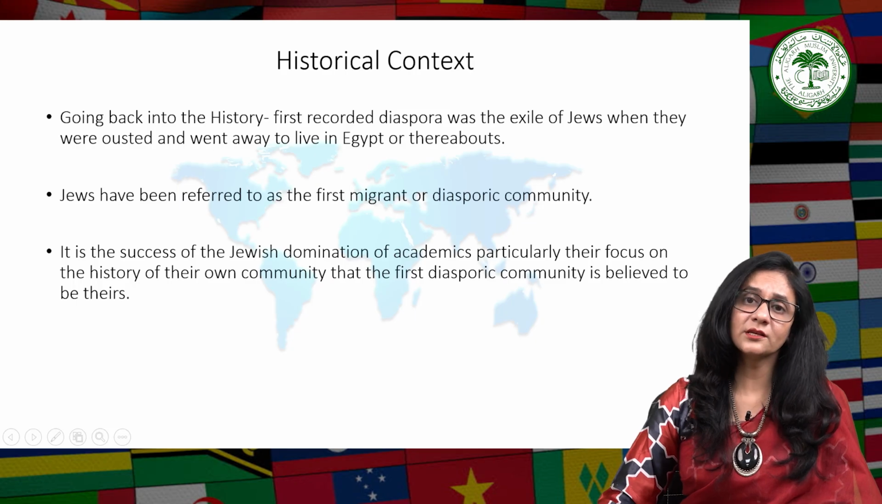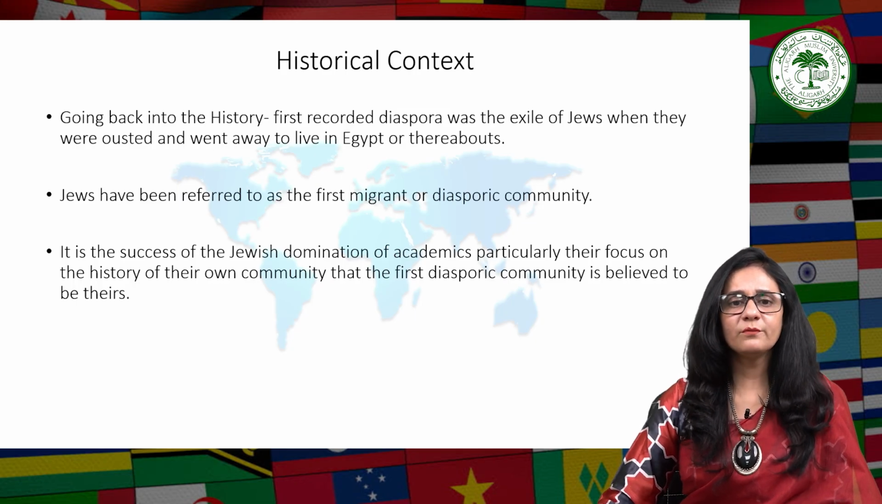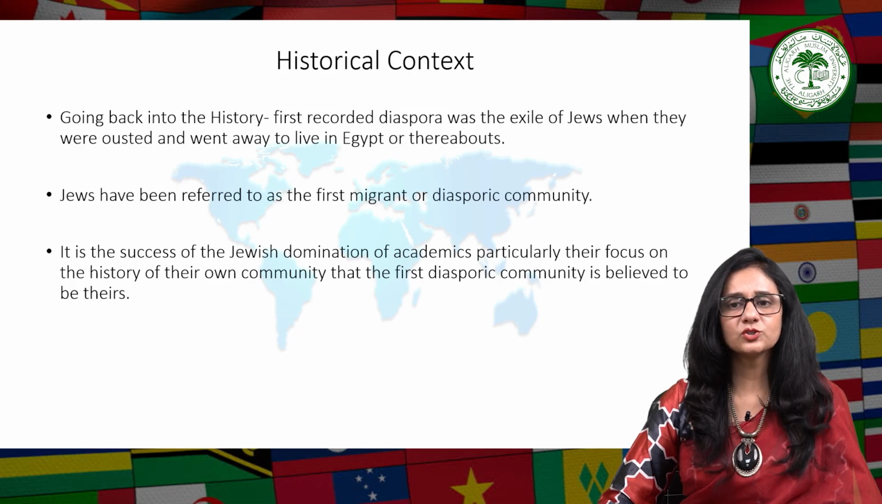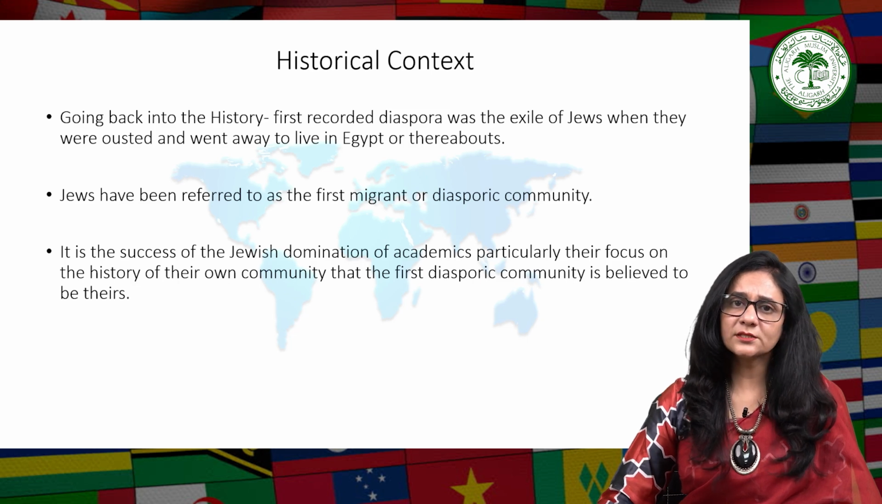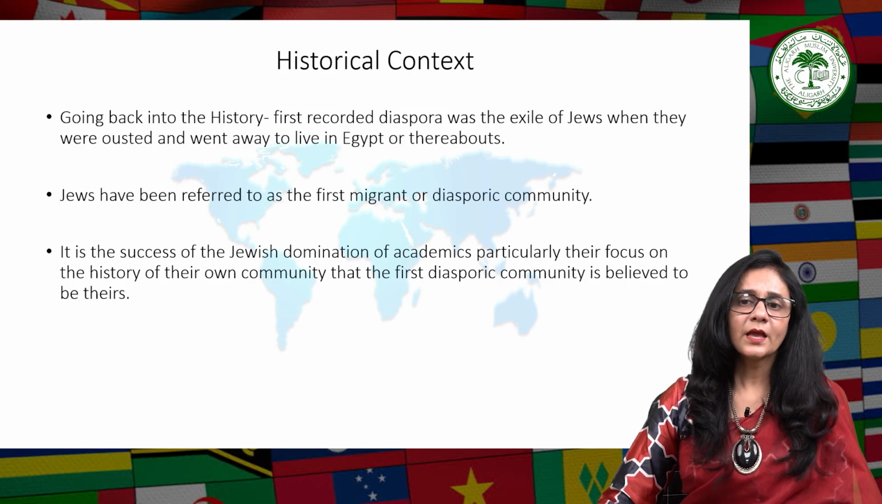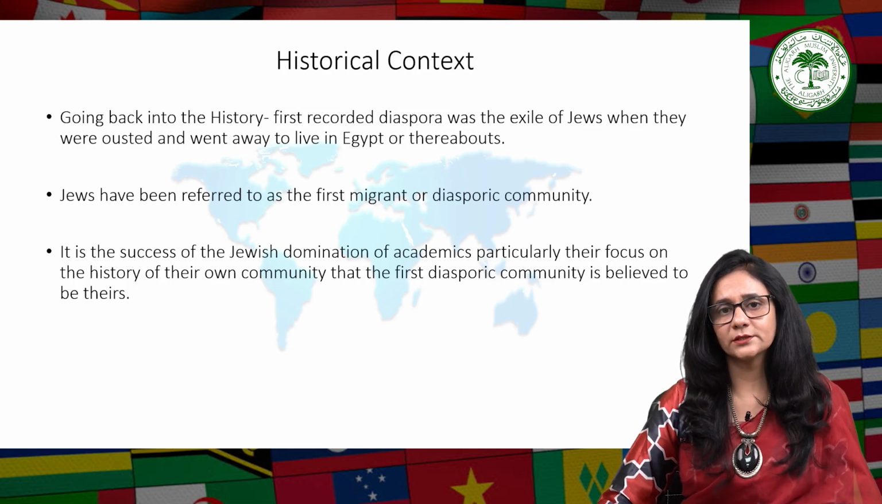But it is reasonable to assume that in human history, there must have been migrations of communities before Jews in the parts of the world involving other communities. It is the success of the Jewish domination of academics, particularly their focus on the history of their own community, that the first diasporic community is believed to be theirs.